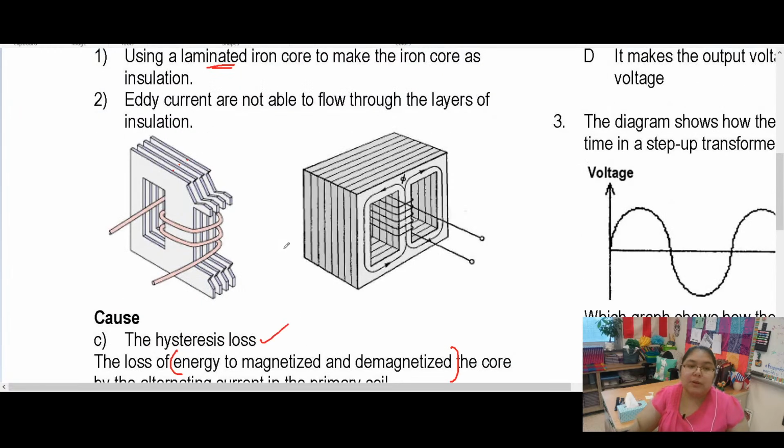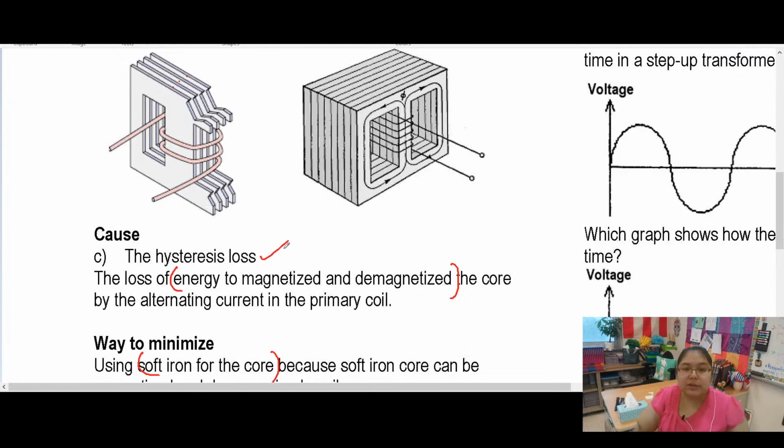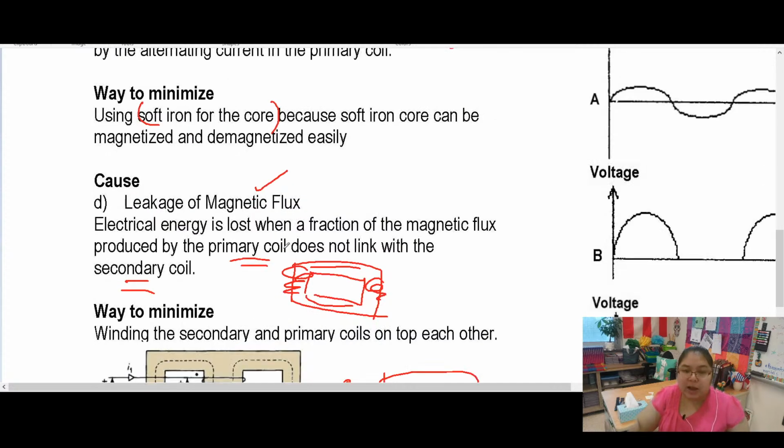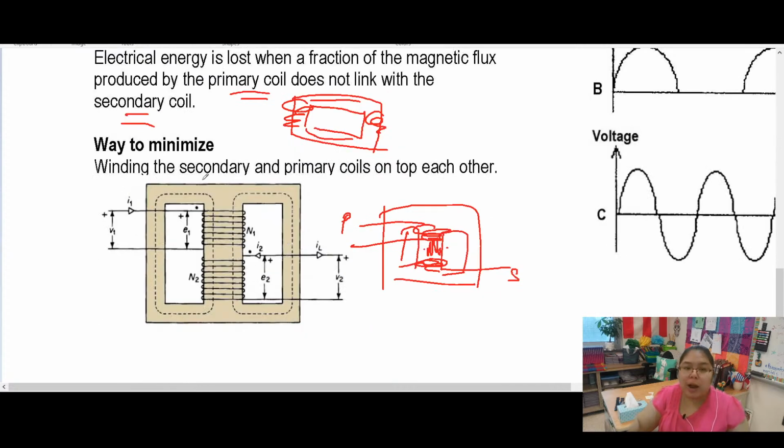Okay, number three is hysteresis loss. So how to reduce this one problem? We're using the soft iron core. What's the reason? They're easy to magnetize and demagnetize. Okay, the next one, leakage of the flux. How to reduce the leakage of the flux? We need to rechange again the shape of the transformer by winding the secondary and primary coil each other at the top. So we can reduce the leakage of the magnetic field. Okay, so this one is 5 of the factor.